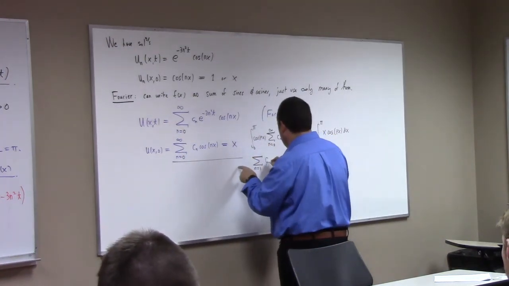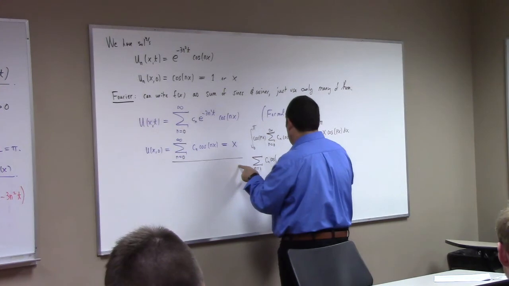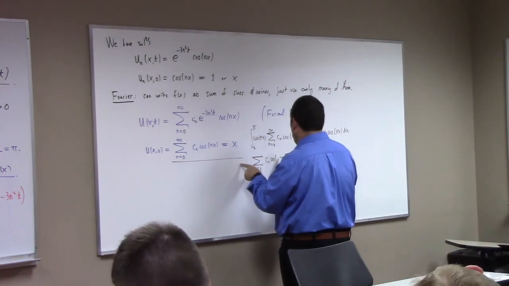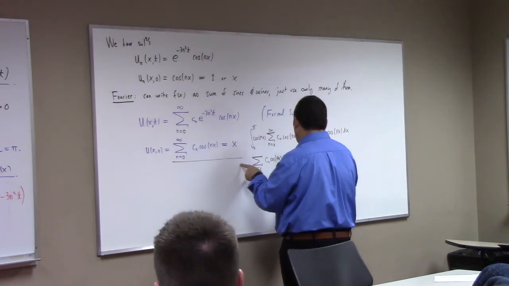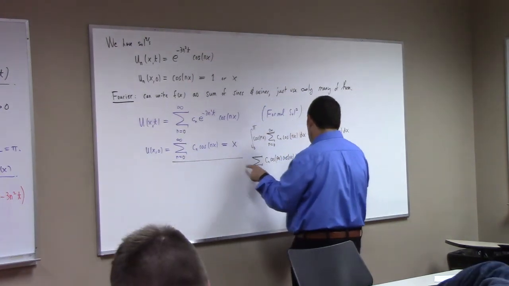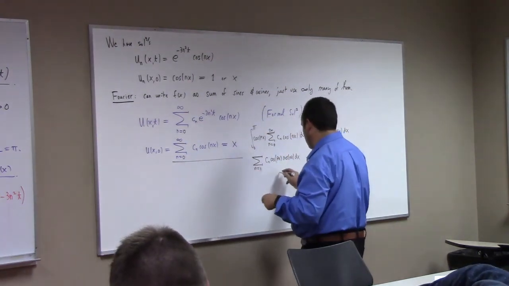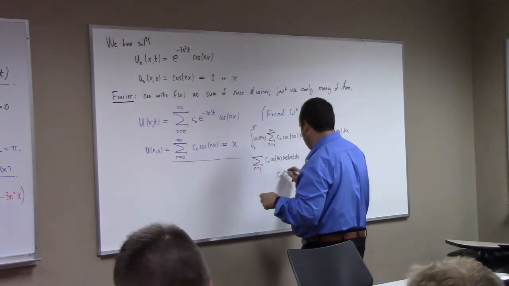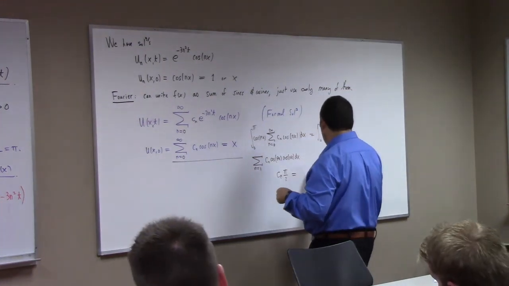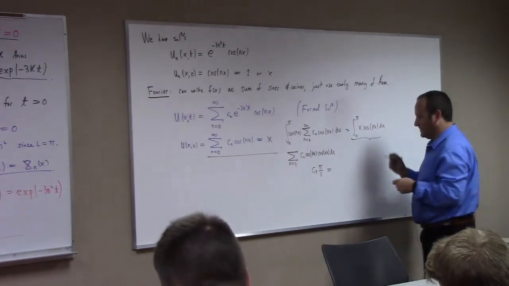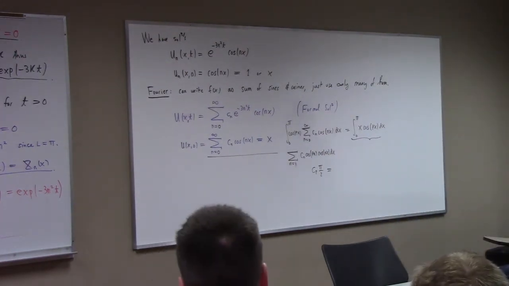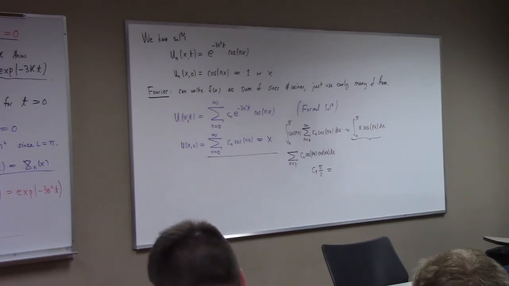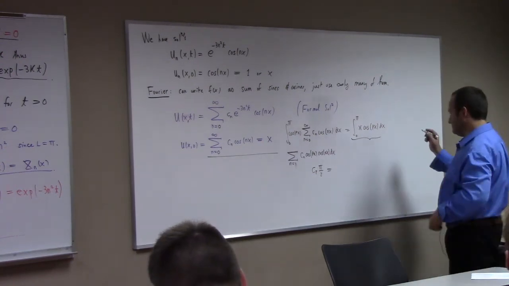anyway, we've got Cn, cosine px, cosine nx dx, and so what this ends up giving us is just Cp times pi over 2 equals whatever this works out to. So you can work that out.